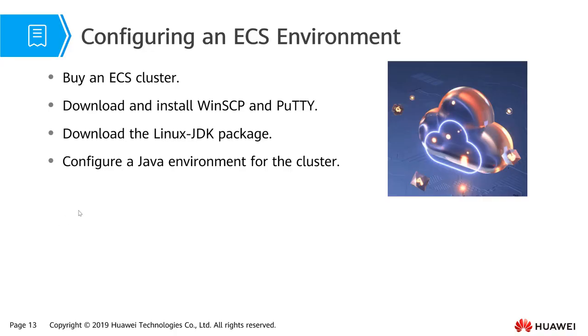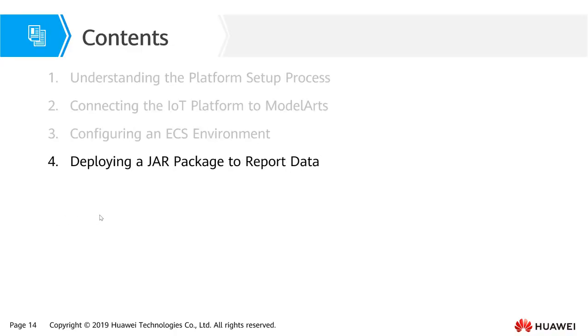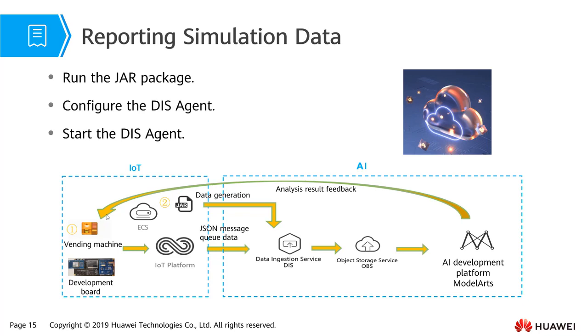Now, let's start the last exercise of deploying the jar package to report simulation data. The process consists of 3 steps. Run the jar package that can generate simulation data. Configure the DIS agent in the cluster. And start the agent to collect data.